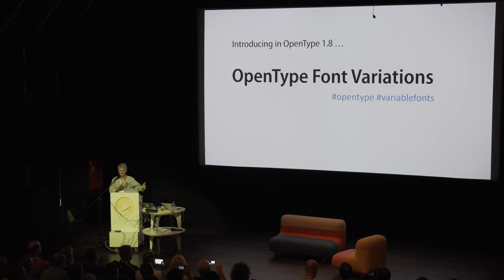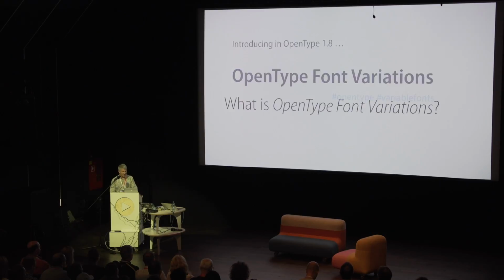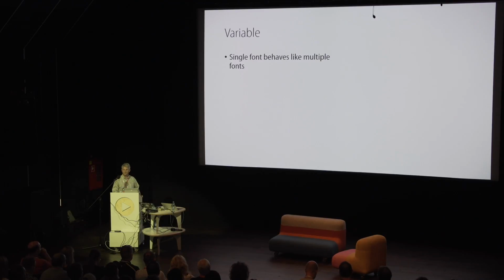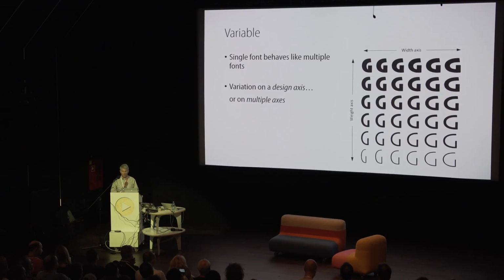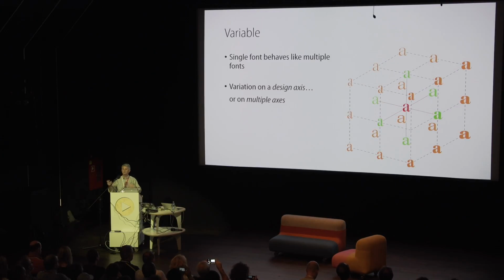Now, if you've been at the sessions earlier this morning, you've heard the words variations and interpolation referred to several times. And so, maybe this isn't something so new. What is OpenType Font Variations? First of all, it's variable. You've got the ability for a single font to behave like multiple fonts. And so at runtime, a font can vary on some design axis, such as this example of varying weight on a continuous range of weight variation. Or possibly multiple axes, in this case, weight and width. Or possibly 3 or even more axes.